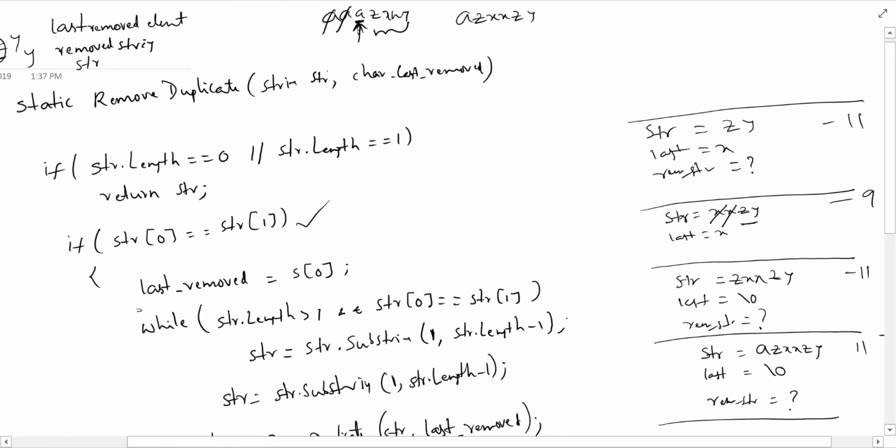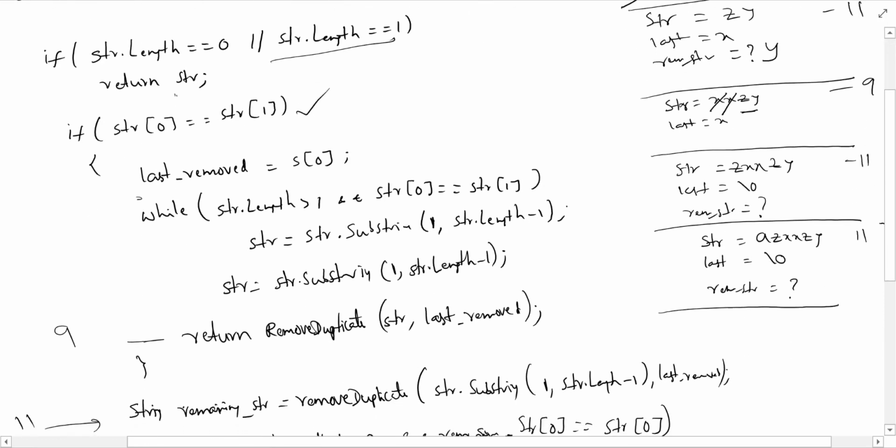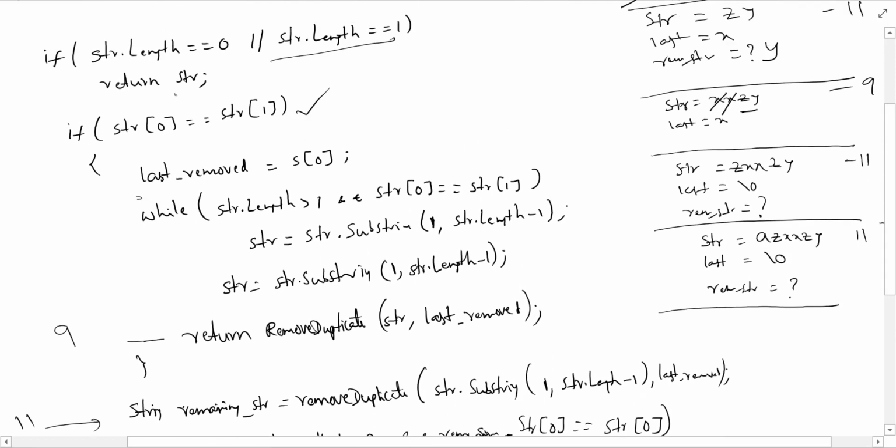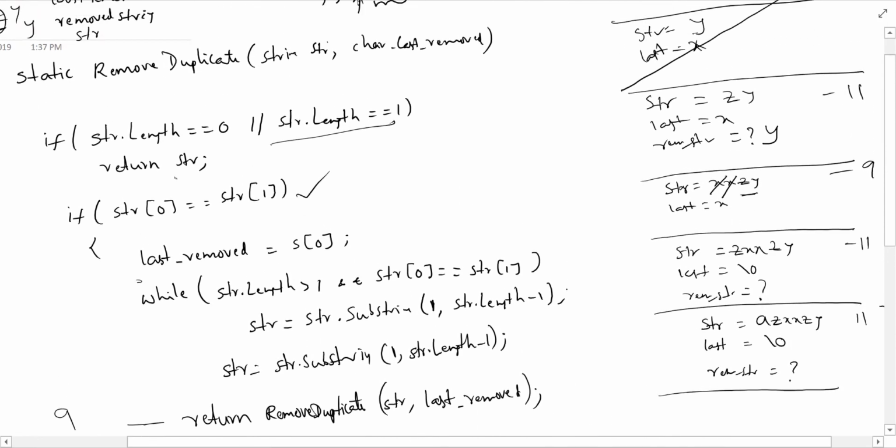Okay, it's going back again. Now the string is Z will be cancelled, this will be Y. What is the last? It's still X. But when it comes to this, the string length is 1, this condition is satisfied, so it's returning this Y. So the call stack will cancel this and return Y here. Once it came here, it will start executing from the 11th step.